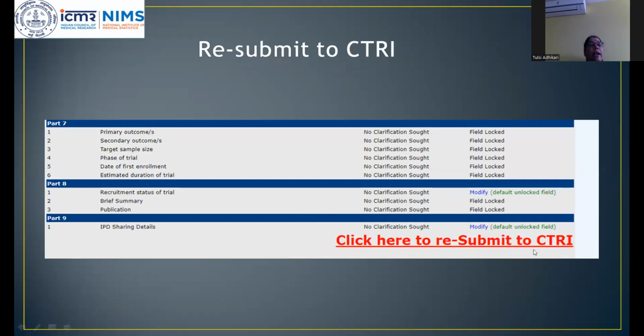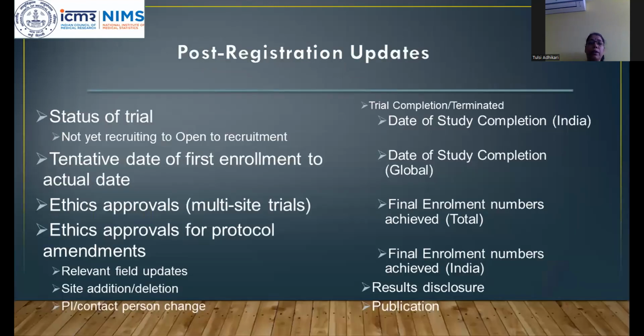If you modify and don't click here, then that modification will not reach us. So you have to click here on resubmit. So once your registration is done, what all activities are to be done post registration?